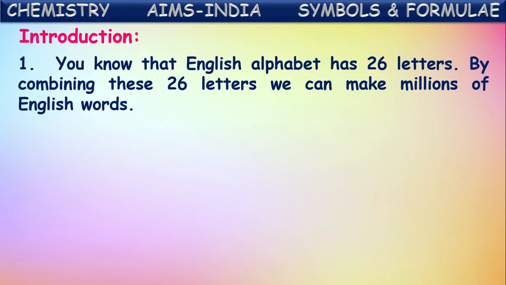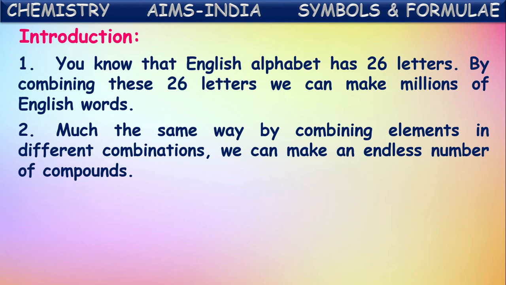We know that the English alphabet has 26 letters, isn't it? By combining only these 26 letters, we can make millions of English words. While learning the English language, we start learning with the alphabet. How many alphabets are there in English? There are only 26. But now we are speaking English with an uncountable number of words. All these millions of words are made from only these 26 letters in different combinations, isn't it?